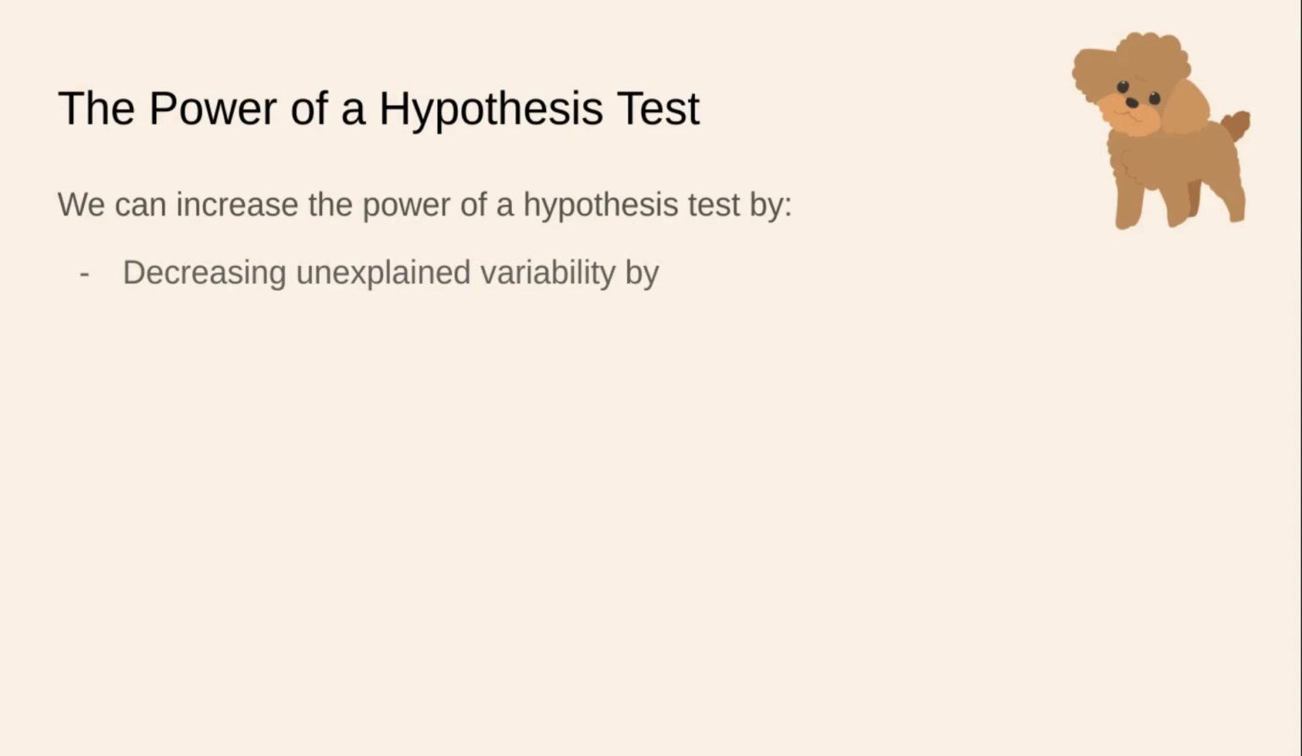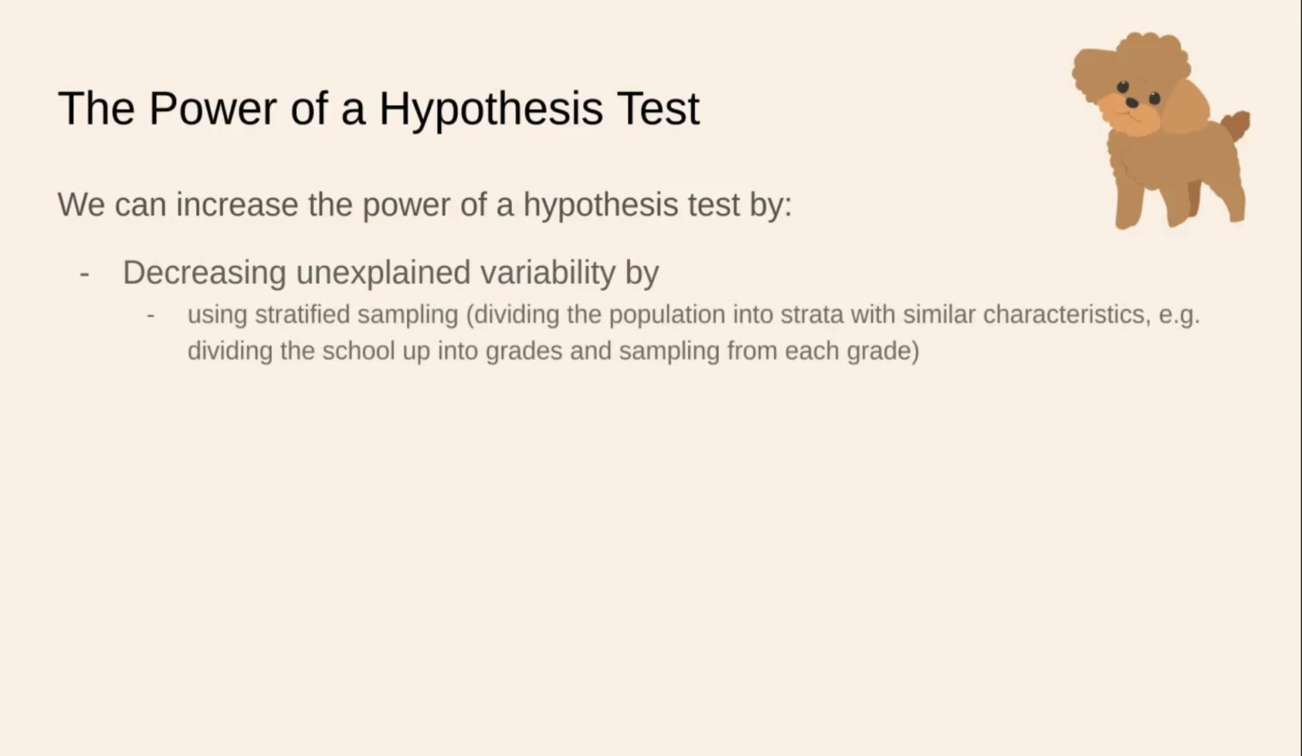So we decrease unexplained variability by doing several things. We could use stratified sampling, which, if you recall, divides the population into strata with similar characteristics. In other words, if we're doing a study on a school, we could divide the school up into grades and sample from each grade. We would divide the population into strata with similar characteristics and then sample proportionally to the representation of those strata within the population. That would limit unexplained variability. That's a technique we learned way back in the day.